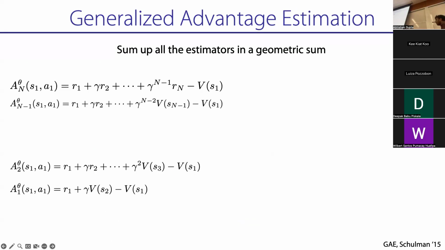Okay, so then we have this idea of generalized advantage estimators, which says that so far we've discussed the Monte Carlo estimator, which says take R1 plus gamma R2 plus gamma squared R3 till gamma to the n minus 1 Rn, subtract the value function. So that's just the Monte Carlo estimate.